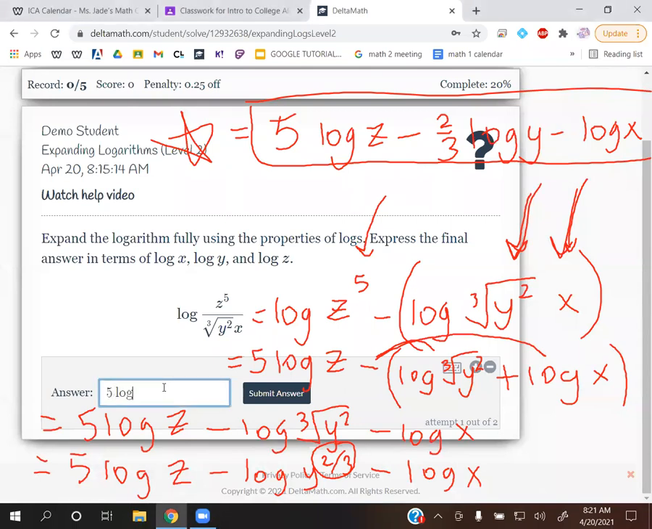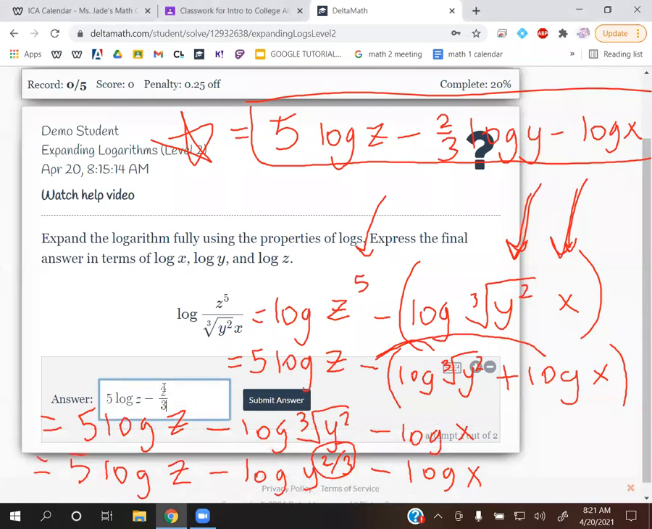Okay, 5 log z minus 2/3 log y minus log x. And then submit.